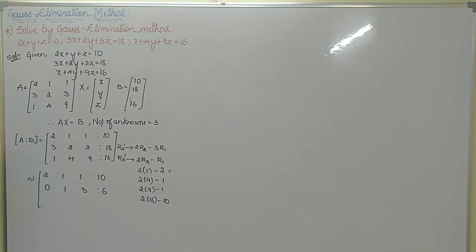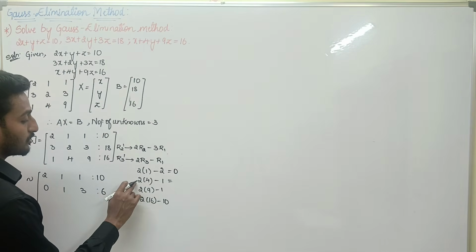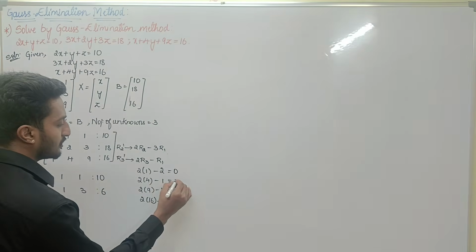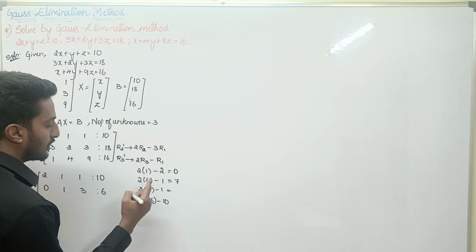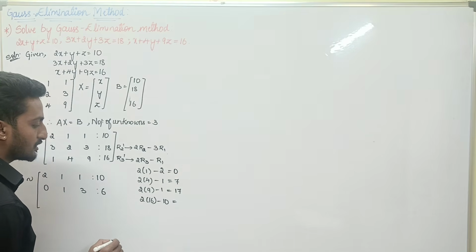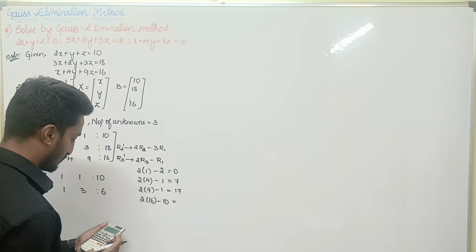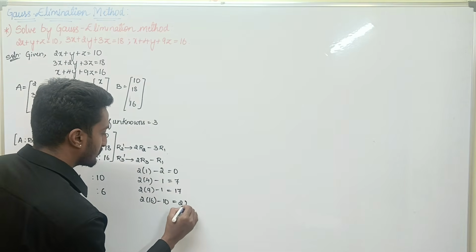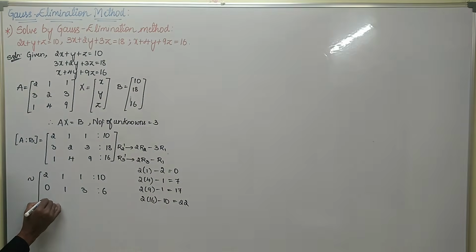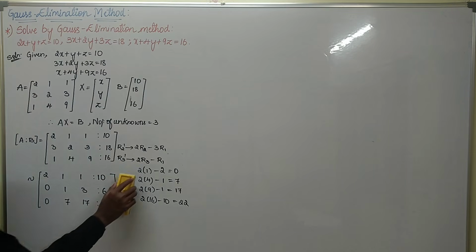2 minus 2, we get 0. 2 fours are 8, 8 minus 1 is 7. 9 twos are 18, 18 minus 1 is 17. 16 twos are 32, 32 minus 10, we get 22. That is 0, 7, 17 is to 22. This is the simplification.